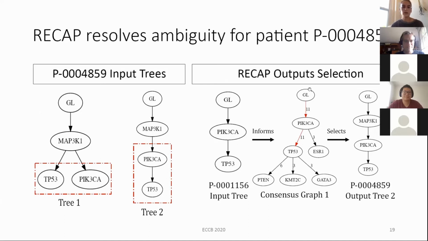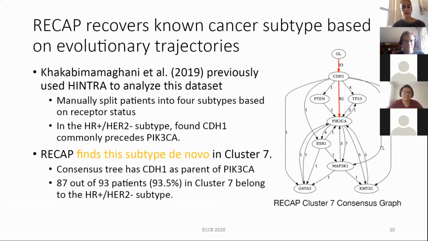And so here's an example of the utility of our algorithm in practice. In a simple case, we have a particular patient with 2 different input trees, and there's ambiguity in the relative ordering of 2 driver mutations. And recap here, quote unquote, notices that another patient had resolved the actual ordering of these 2 mutations, and this informs a consensus graph that we use that orders these 2 mutations, and this ordering is supported by 11 other patients in the cohort. Ultimately that allows us to select as output for this patient the second tree, consistent with the other patients in the input data.